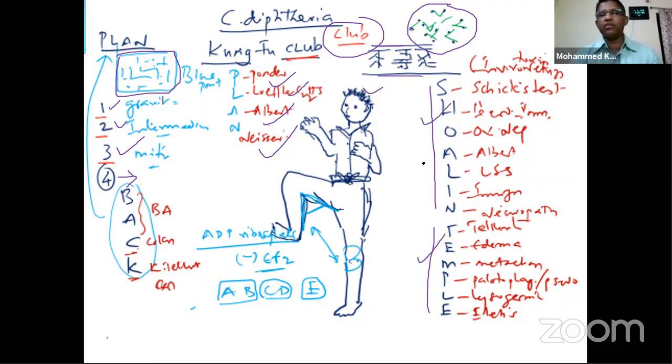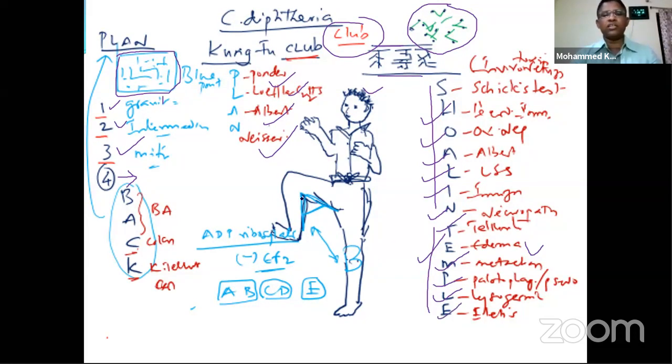O for oxidase negative, A for Albert stain, L for Loeffler's serum slope, I for immunization. Yes, you have immunization. N for neuropathogenic. It affects the nerve endings of the facial nerve. Already I told you about that. T for tellurite, potassium tellurite Tinsdale agar is used. It produces edema around the lesions. M for metachromatic granules. P for palatopharyngeal paralysis. The facial muscles are affected. L for lysogenic conversion. Only strains that have lysogenic conversion can cause diphtheria. E for Elek's precipitation test.